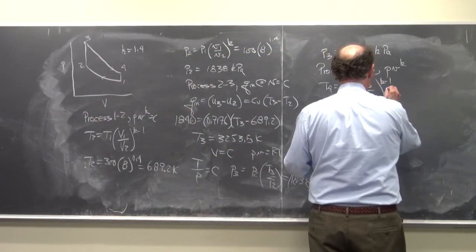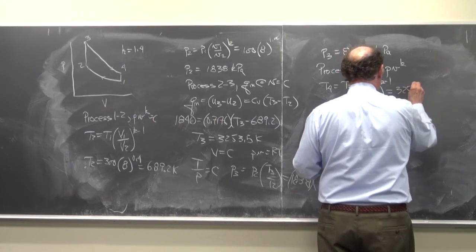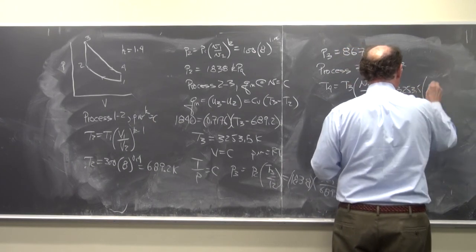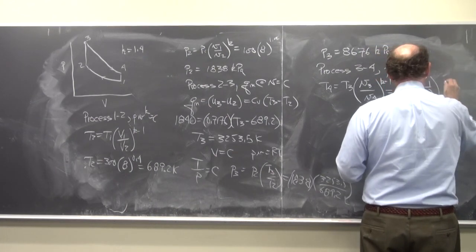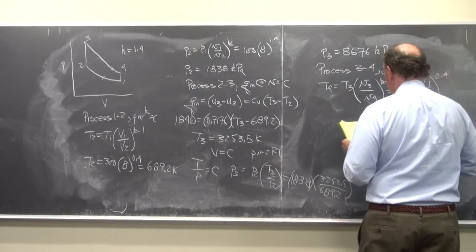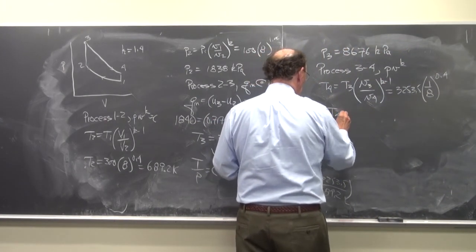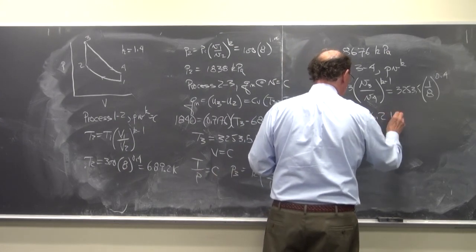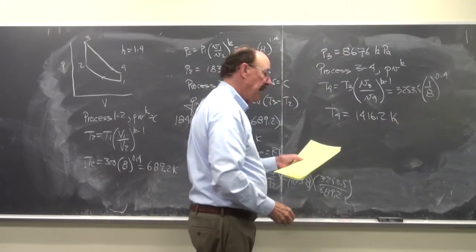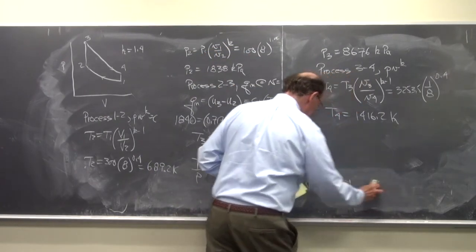So this is equal to 3253.5 times 1 over 8 to the 0.4. So T4 is equal to 1416.2 degrees K.